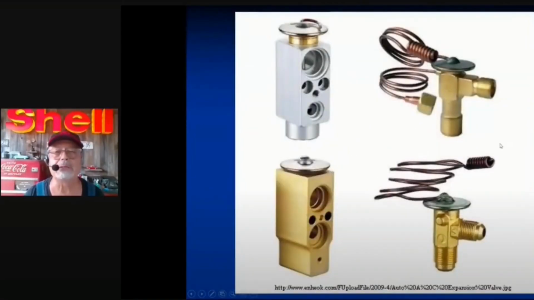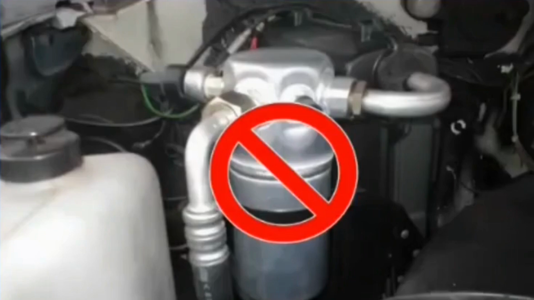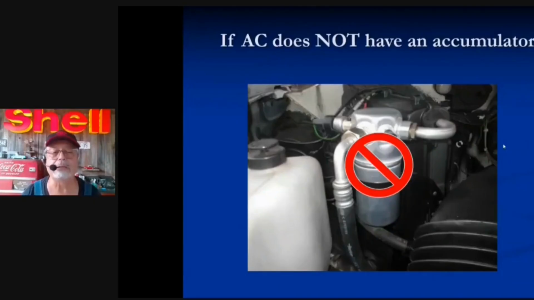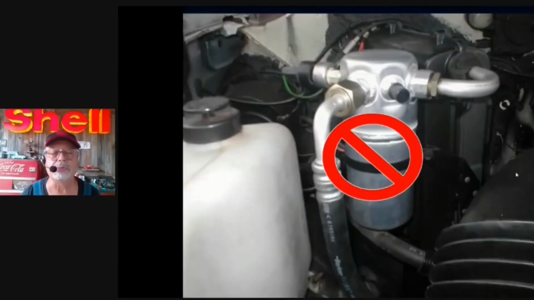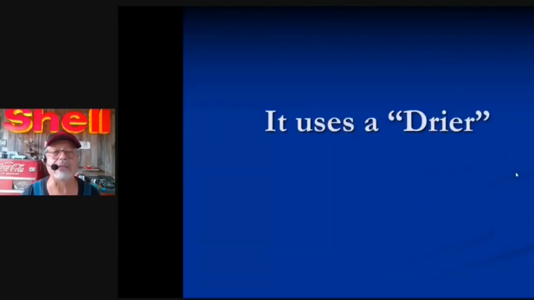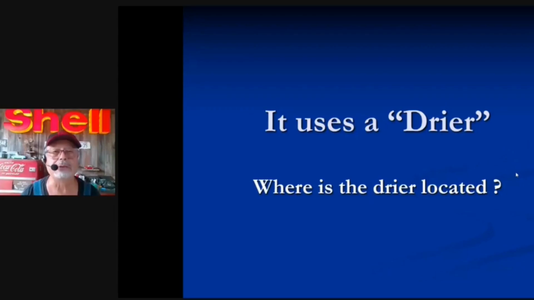The valves come in a couple different styles. The one on the left is a block type, and the one on the right, I guess they call it the 90 degree, right? And they're both out there. If it does not have an accumulator, and the accumulator has to be on the low side, suction, that means that you have the valve type. If it doesn't have an accumulator, it's the valve type. It uses a dryer. Dryers, where are they located?